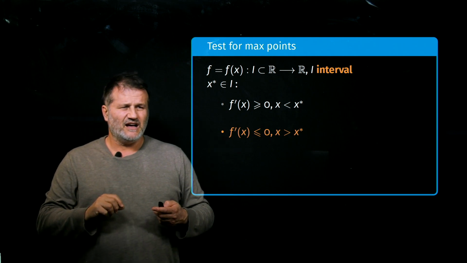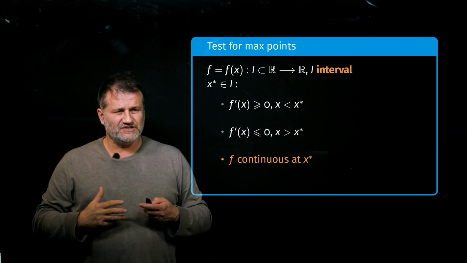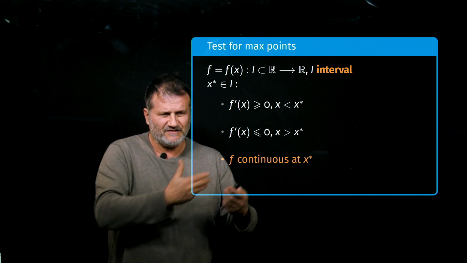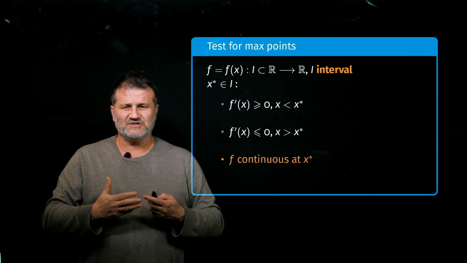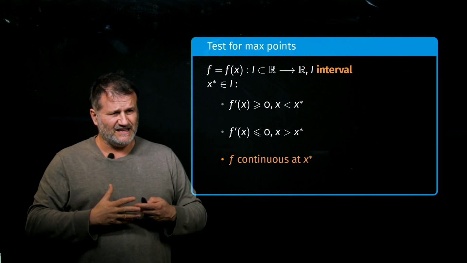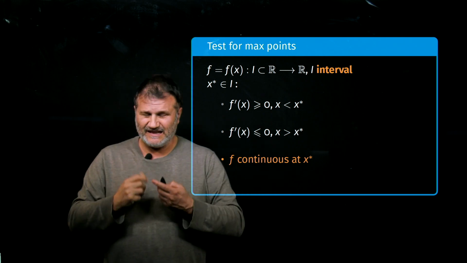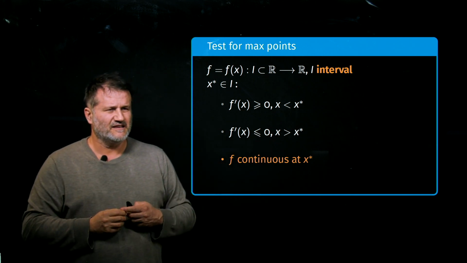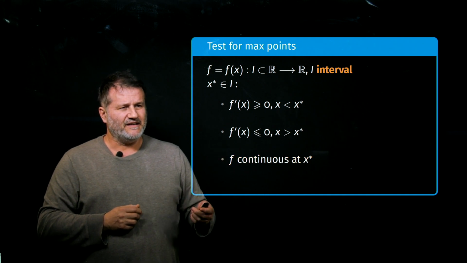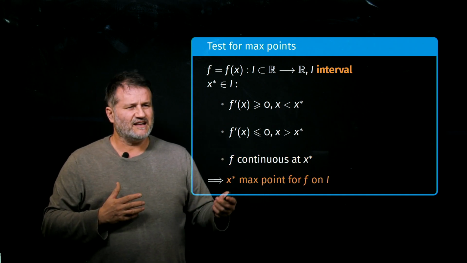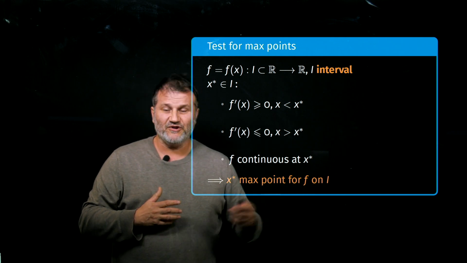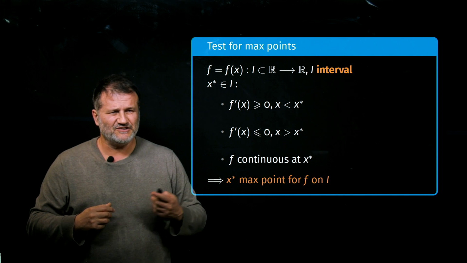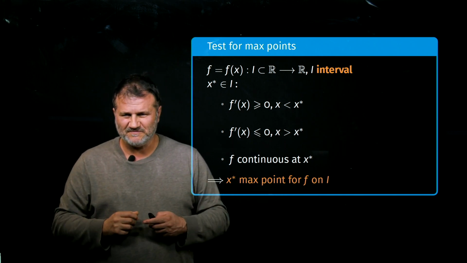And moreover, at point x star, we just demand that the function is continuous. If the function is differentiable, of course, it is more than continuous, so it is also continuous, and the theorem remains true. But this means that it is not needed that the function be differentiable at point x star. And this will have some impact, as we will see. Then, under these conditions, the point x star is a maximum point for f on I. So this means in particular that if I is the domain of the function, this point is a global maximum.